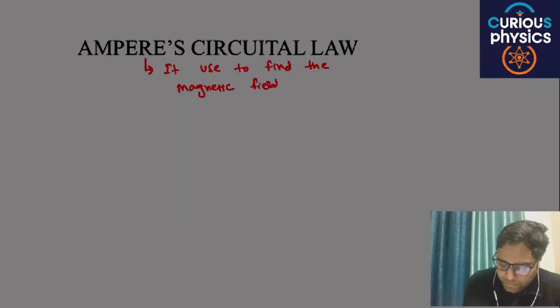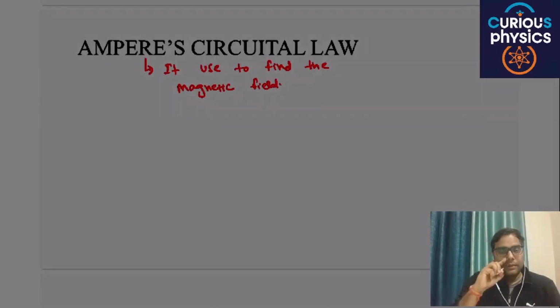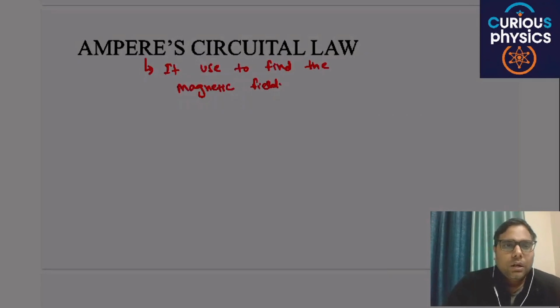This Ampere circuital law is the same as the Gauss law which you have studied in your chapter 1 and chapter 2. This is basically the alternative, or you can say the simplified, way to find the value of magnetic field at a particular point.